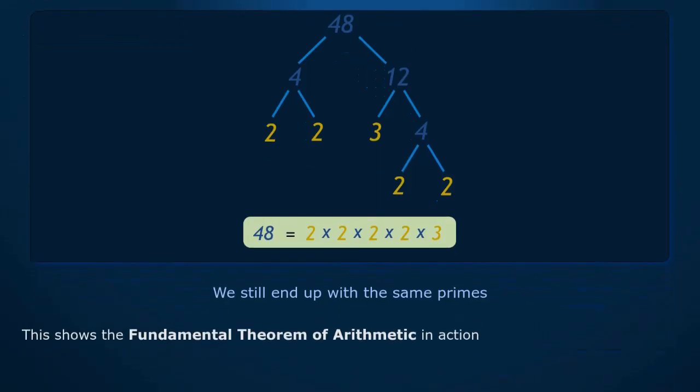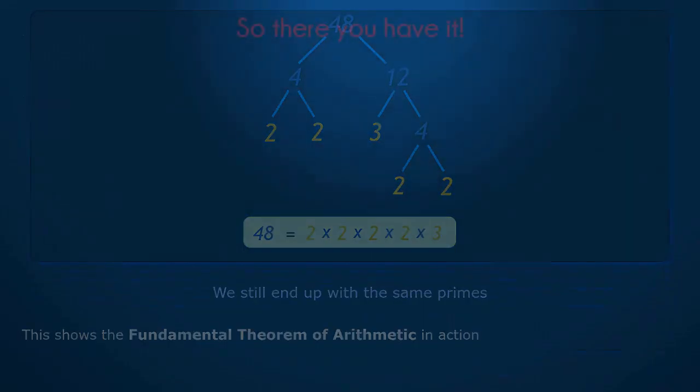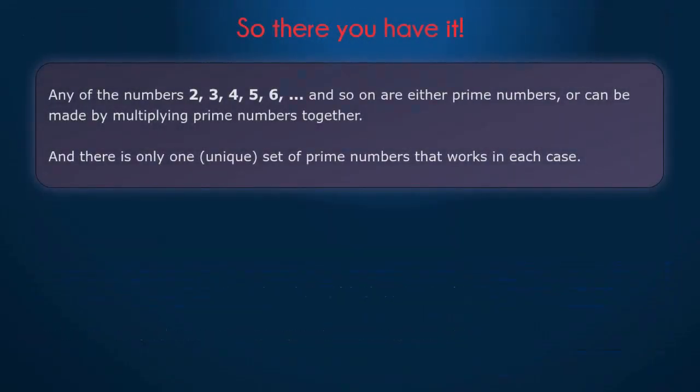This shows the fundamental theorem of arithmetic in action. The numbers may branch out in different ways, but we always reach the same unique prime factors in the end. So there you have it. Any of the numbers 2, 3, 4, and so on are either prime numbers or can be made by multiplying prime numbers together. And there is only one unique set of prime numbers that works in each case.